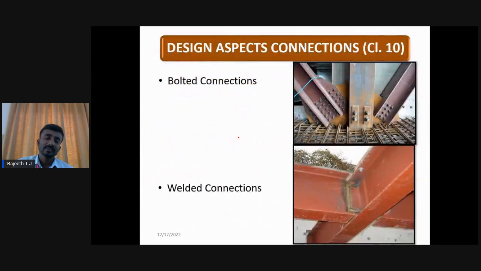So when we come to the next important aspect of steel structures, the important concept, the design of connections. In case of steel, we have two types of connections. One type is a bolted connection. One more important type is a welded connection. In the exam, if you observe the last question papers, you are going to see many questions on the connection part. That's why we should study both bolted and welded connections.